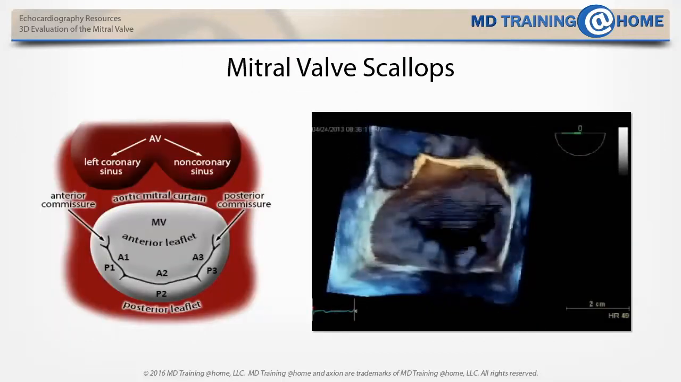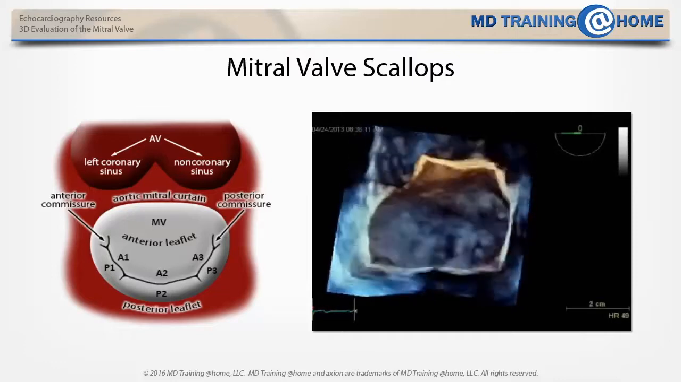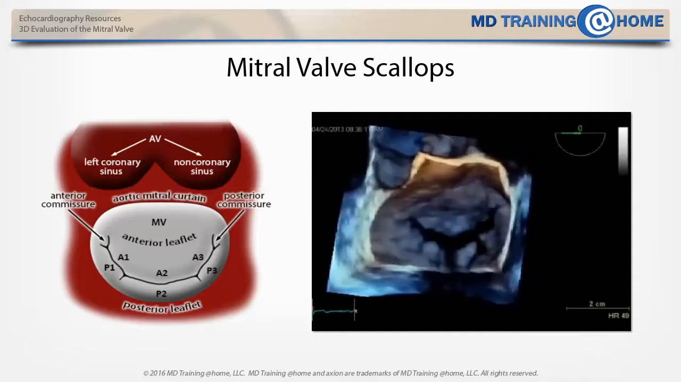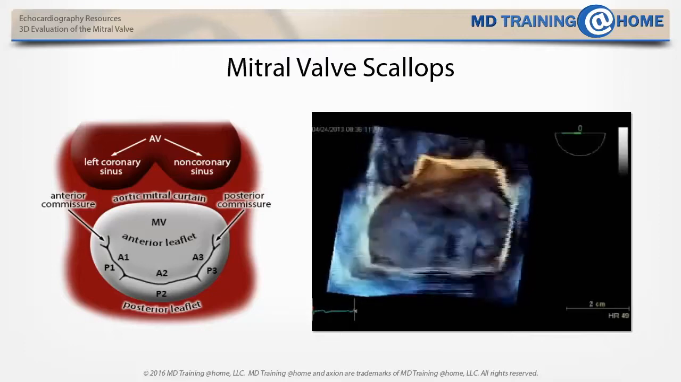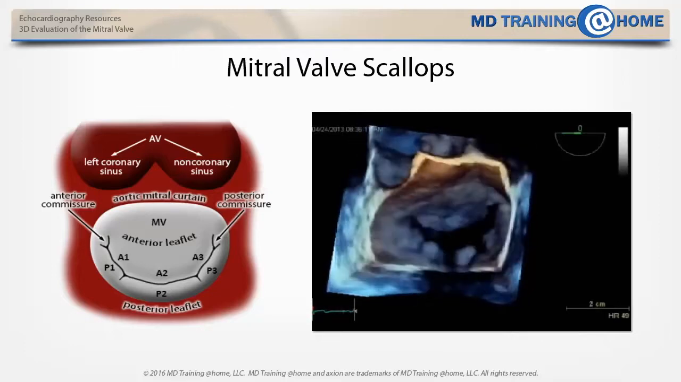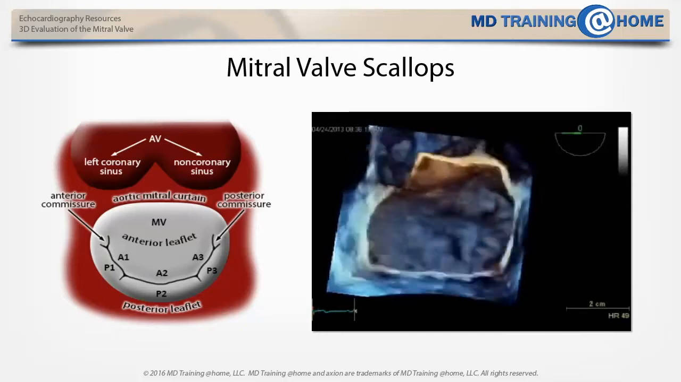The anterior leaflet is divided into the A1, A2, and A3 scallops. The posterior leaflet is a quadrangular shape attached to approximately 2/3 of the annular ring and divided into the P1, P2, and P3 scallops. The A1 and P1 scallops are anterolateral and located closest to the left atrial appendage and anterior commissure.